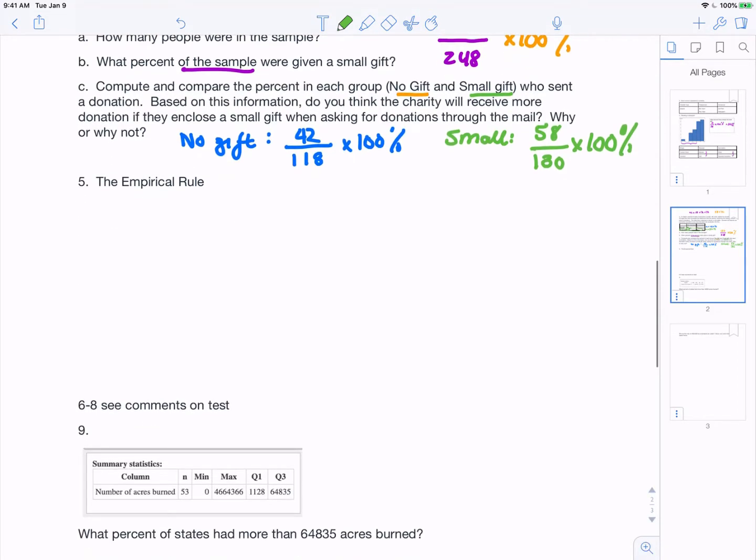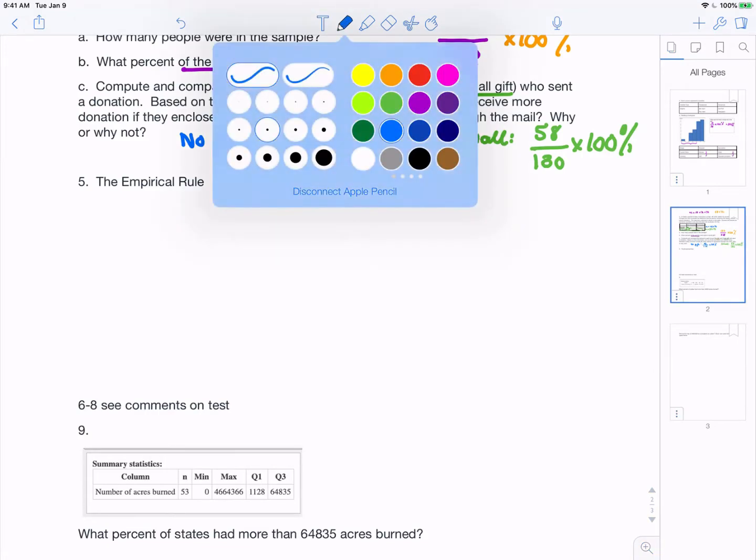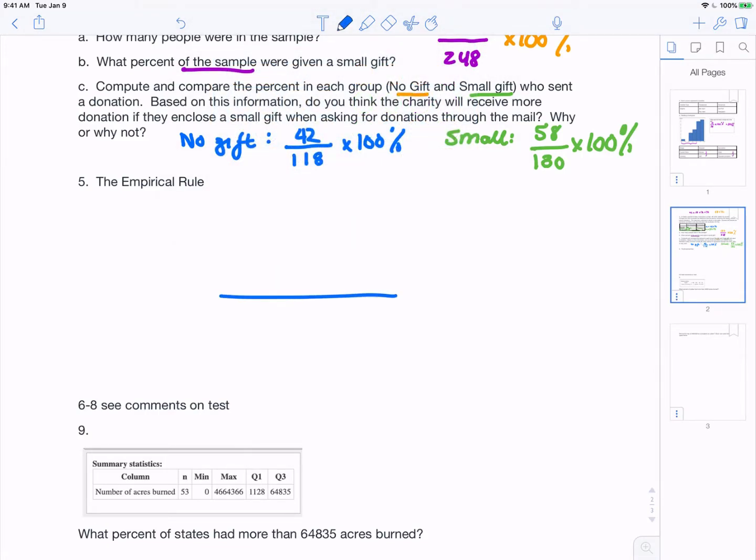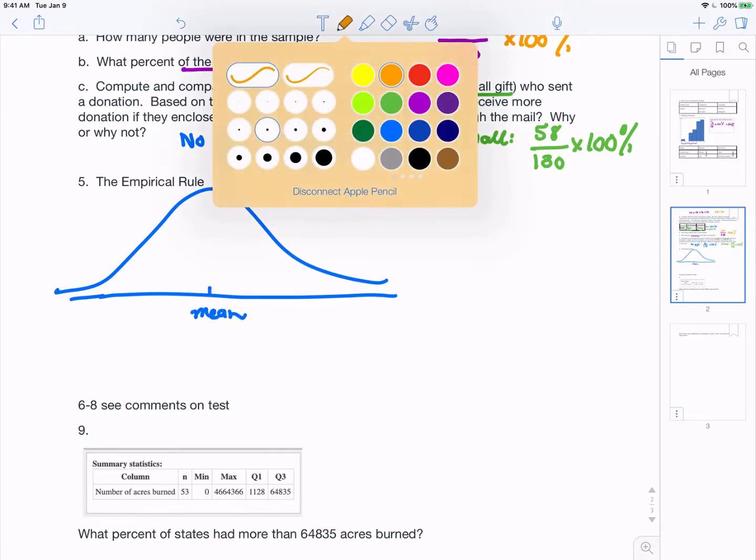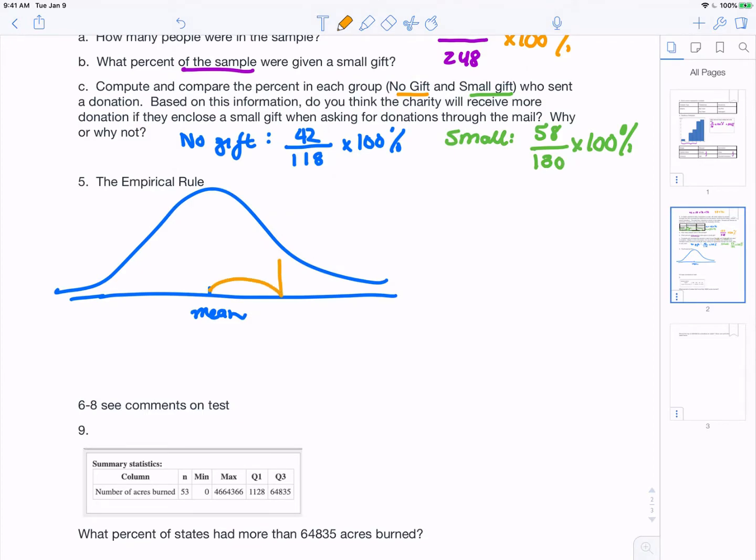Problem 5 was just an application of the empirical rule, so I just want to draw another picture of that for you. The empirical rule says that if you have data which is symmetric, so I'm just going to draw a smooth distribution, if you start in the center at the mean and then go out one standard deviation to the right and one standard deviation to the left, you will enclose 68% of the distribution. So 1 standard deviation to the right and 1 standard deviation to the left gives you 68%.